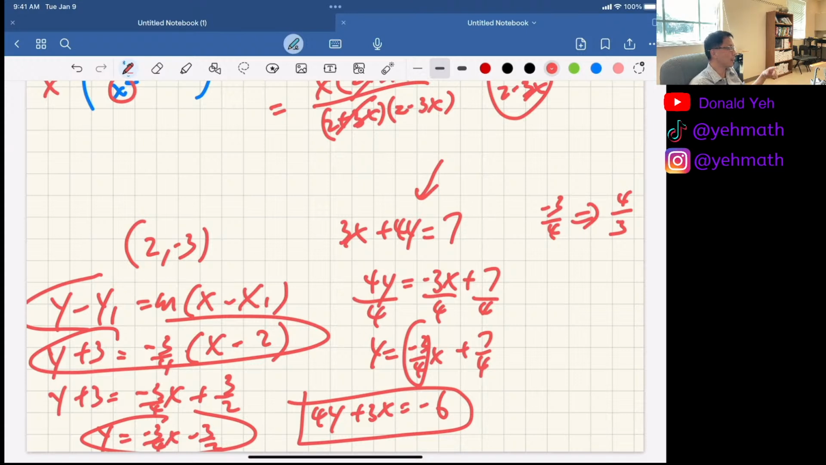Now, sometimes on your multiple choice, it says, hey, I want my equation of the line in standard form. Then you can convert it to standard form from the y equal to mx plus b form. But if it's free response, always stick with point slope.